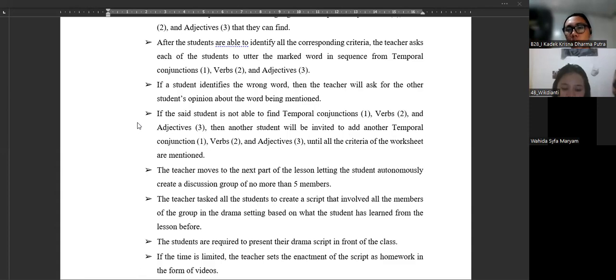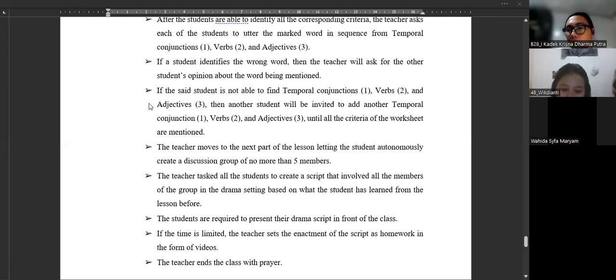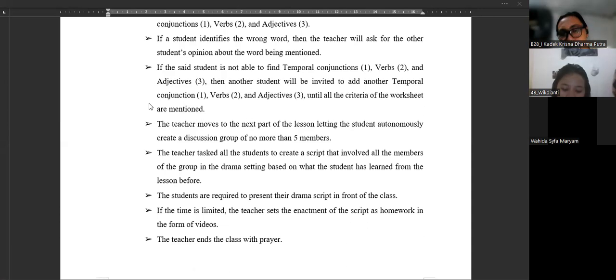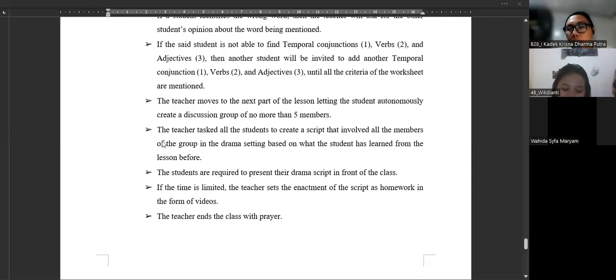If a student identified the wrong word, then the teacher will ask for the other students' opinion about the word being mentioned. Asking another student's opinion will also create a sense of learning from their peers. So it will create some form of learning aspect for the whole student. And later we move on. If the student is not able to find the word itself, then another student will be invited to add until all of the words are identified and mentioned from the worksheet. After that, the teacher moves to the next part of the lesson.